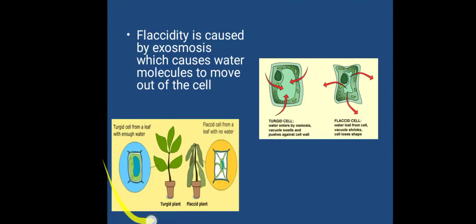A turgid cell from a leaf with enough water will look like this, and a flaccid cell from a leaf with no water will look like this.